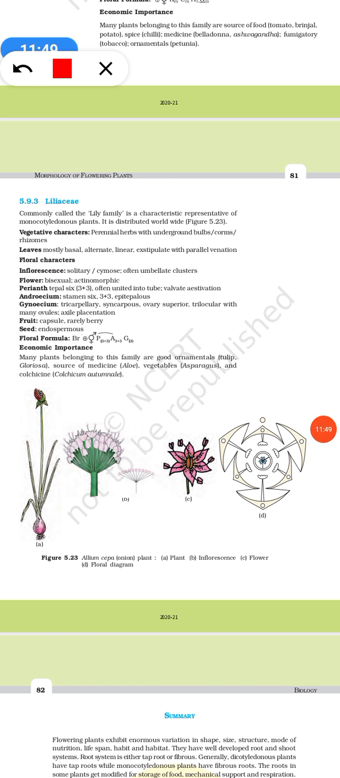Flower, okay, let me see. Vegetative: perennial herbs. Then most leaves are basal, alternate, linear, exstipulate with parallel venation. That is the leaves. Floral: they are solitary cymose, often an umbellate cluster. They form a cluster. Okay. Then they are bisexual. We know how to write a bisexual flower. Then actinomorphic. Yes, actinomorphic we know.